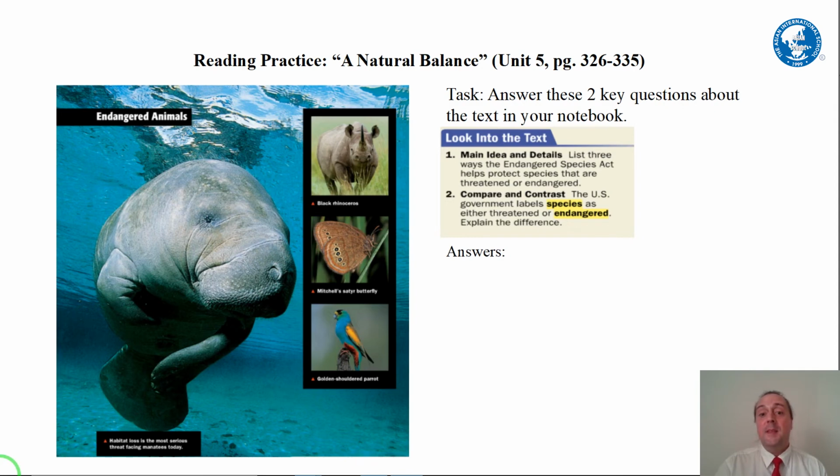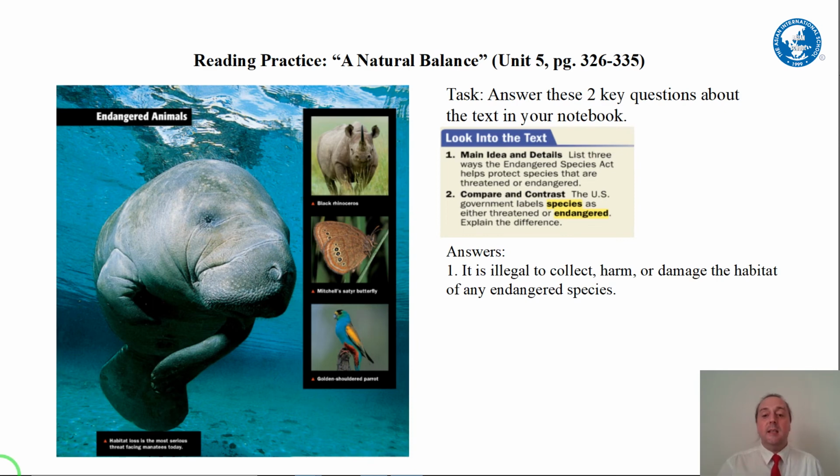Here we go. Again, these are my answers. Your answers might be a little different. That's okay. So, 3 ways the Endangered Species Act protects species that are threatened or endangered. It is illegal to collect, harm, or damage the habitat of any endangered species. So this is how the Endangered Species Act helps protect.